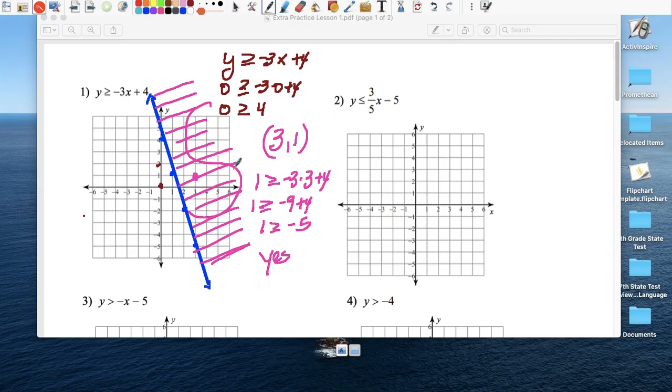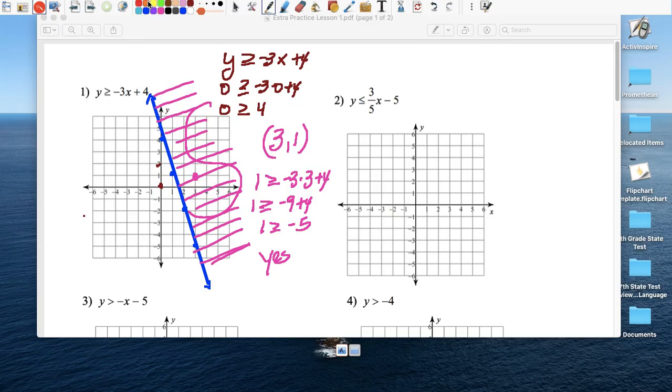And again, if you have time, pick a few more, plug it in, see if it's satisfied, so that you are confident that the region you selected is the region where the coordinate points that satisfy this inequality are located.